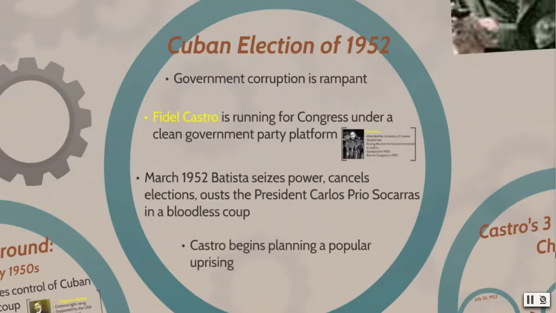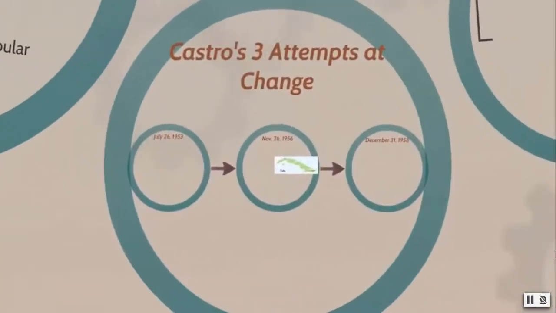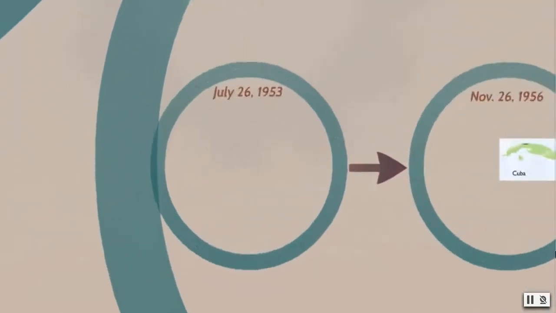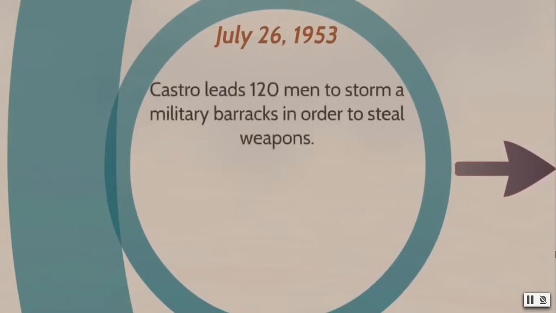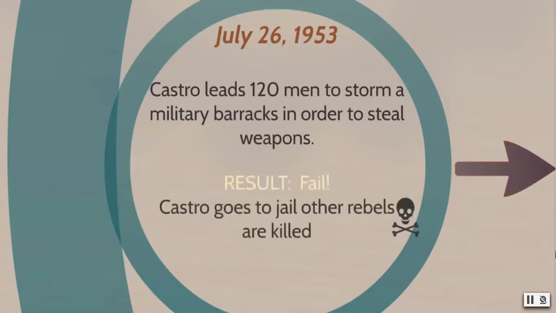popular uprising in Cuba. Castro, as we will see, had 3 attempts at taking over and overthrowing the Cuban government and making a change in Cuba. His first attempt was on July 26, 1953. At this time, Castro led 120 men to storm a military barracks in order to steal weapons so that he could attempt his military revolution. The result was a major fail. Many rebels were killed.